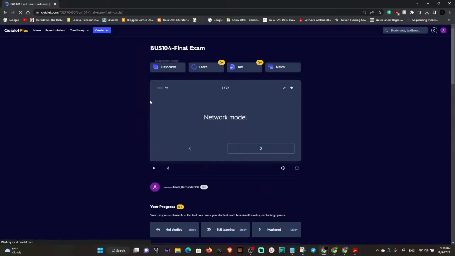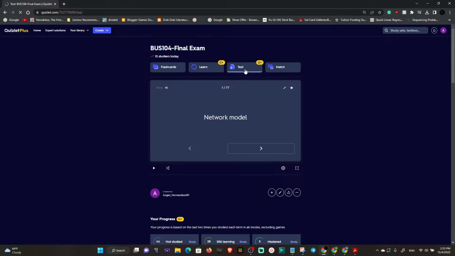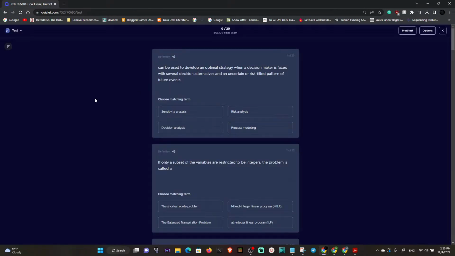Now let's go to the test again. For this test, you're gonna do it, and I'll just fill it in, just to make sure you're getting it too. Can be used to develop the optimal strategy. Yeah, we just did this one. This is decision analysis.